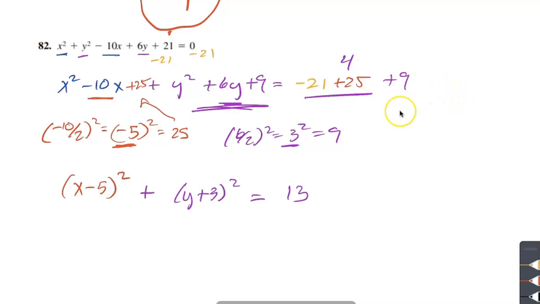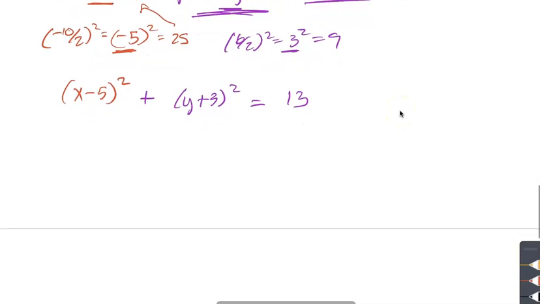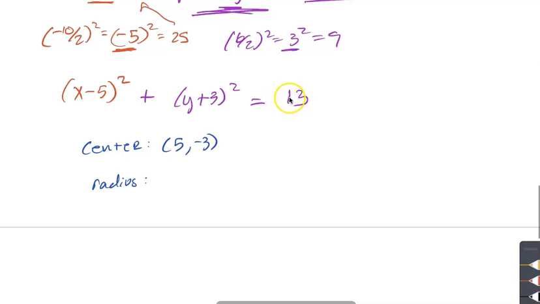So I get that. Now they want me to find the center and the radius. So my center, inside opposite for both of these, because it's in binomial form. So my center is 5 and -3. And my radius is the square root of this. Remember, this is r squared. So r would equal the square root of that, which is the square root of 13, which is about 3.4. You can put it in your calculator if you're not sure. But it's less than 4, because 4 squared is 16, and it's more than 3.